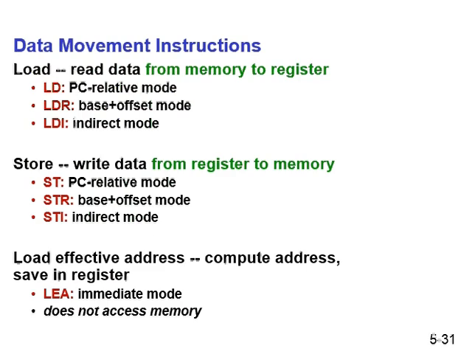Now we go to data movement instructions. With load, we have LD, LDR, LDI, and with store, ST, STR, STI. And especially we have the load effective address, LEA. You know, LEA is different from the others. With LD and ST, we want to work with our data, but with LEA, no. When you use LEA, that means you want to work with an address.